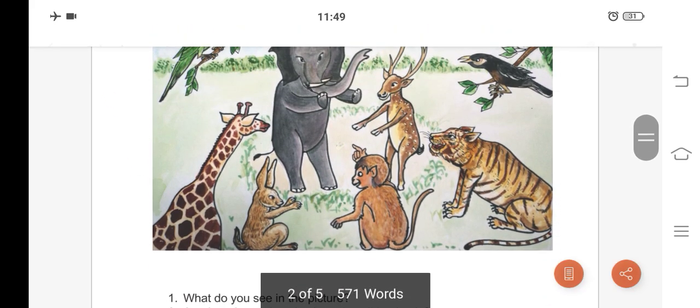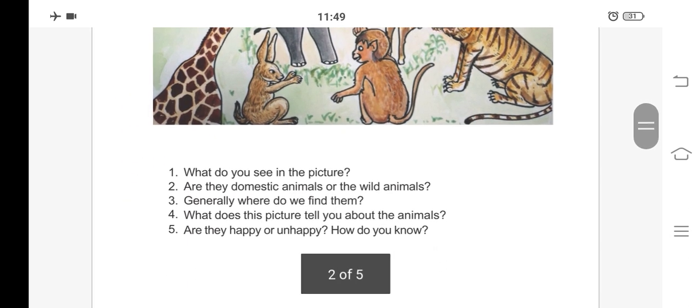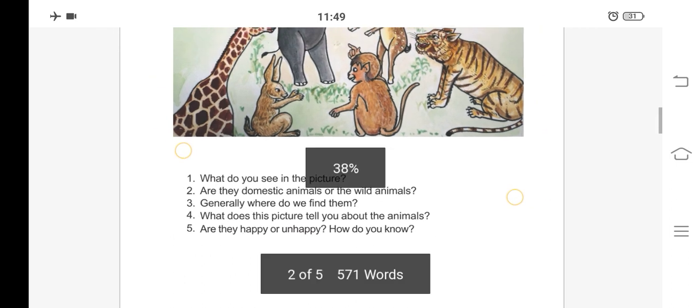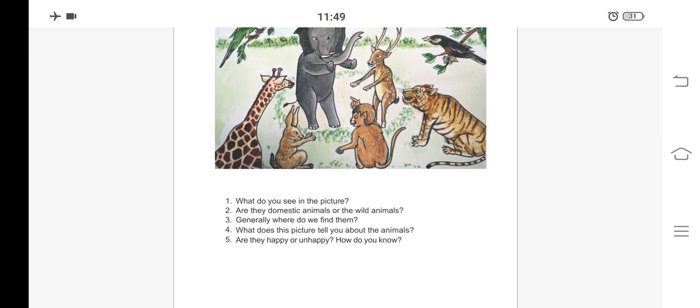And here are some questions for us. What do you see in the picture? We see animals in the picture. Are they domestic animals or the wild animals? They are the wild animals. Generally, where do we find them? We find wild animals in the forest.